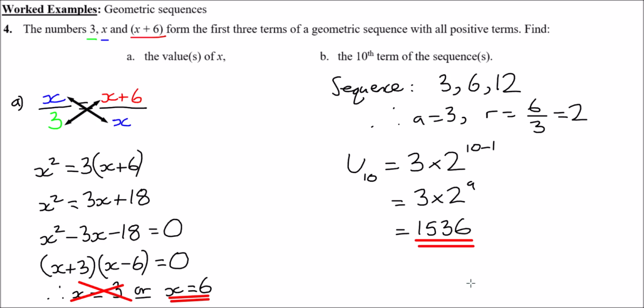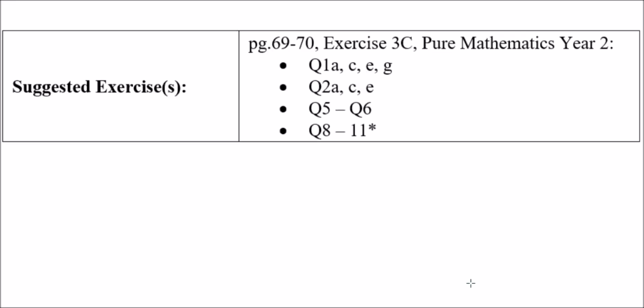So now it's over to you to try some of these questions on your own. So, if you can turn to page 69 in your books, exercise 3C, and try these particular questions, try more if you can of course. Question 1, ACEG, question 2, ACE, question 5, question 6, then 8, 9, 10 and 11. Check your answers regularly using the back of the book. If you're not sure, ask me or a neighbour. If you're still really struggling, come and find me at lunchtime or even leave a comment in the comment section.